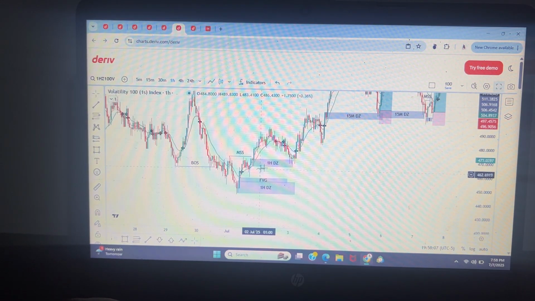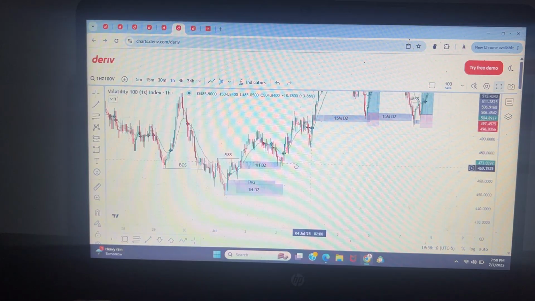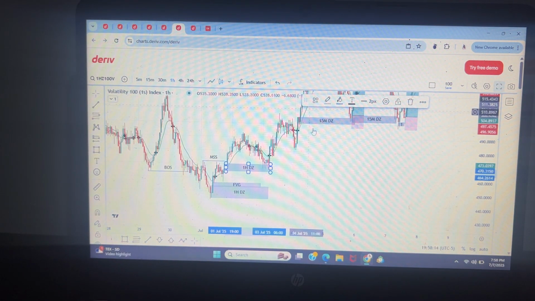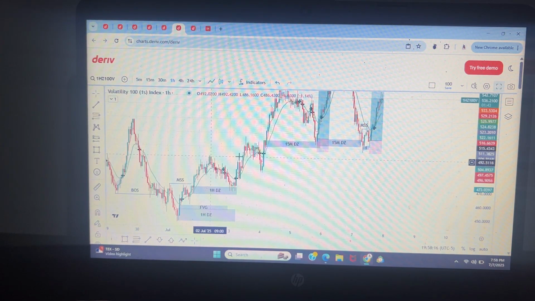Instead, price came to test this zone right here. Price tested this 1 hour zone right there. It has an FVG. Price tested it, price bought and went up, right? Broke structure again. Break of structure right there again.